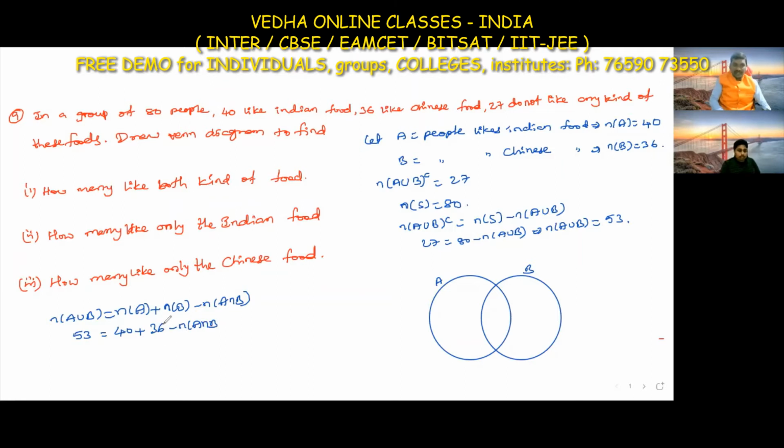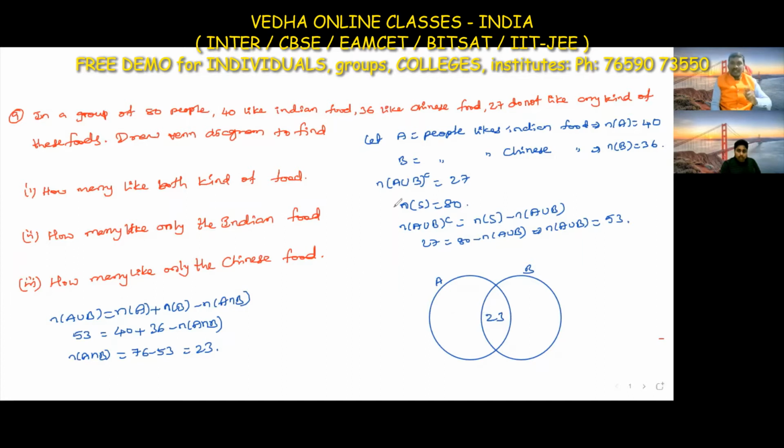So take this N of A intersection B to the left side and 53 to that side. Then N of A intersection B is equal to 40 plus 36, which is 76, minus 53. That means 23. So 23 like A intersection B, the common ones who like both Indian food and Chinese food.